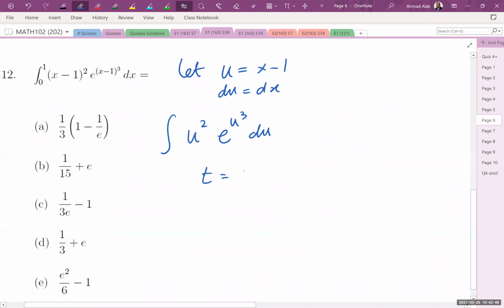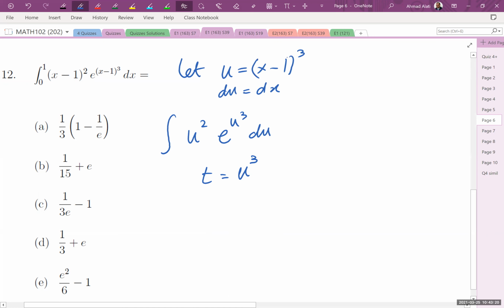Anyone, ya shabab, other than Munir, Musallam, Abdullah Al-Harithi? T equal to u. Sorry, I take sometimes to think. T equal to u to the power 3. T equals u is not a substitution. T equals u to the power 3. So do it from the beginning.